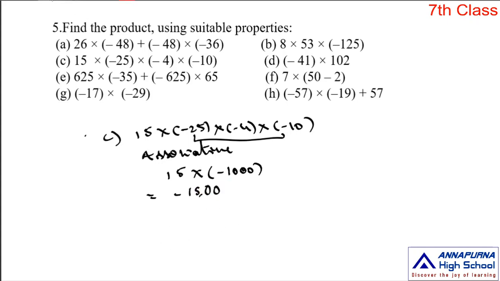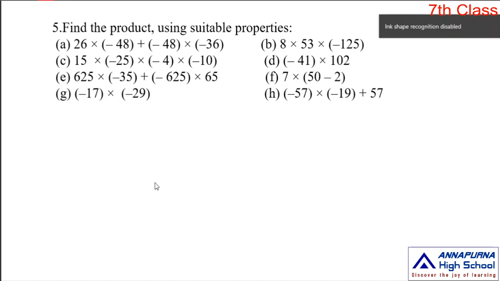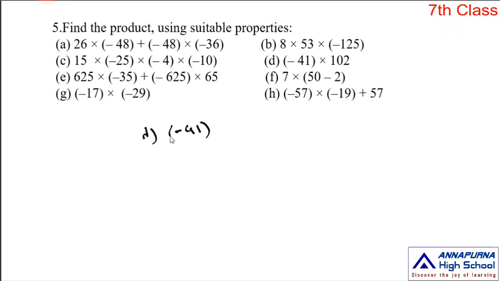Now come to the D. These are all the properties, by using properties only we are doing. Now come to the D. Just like these are all the bits. Minus 41 into 102. So this 102 can be written as 100 plus 2.